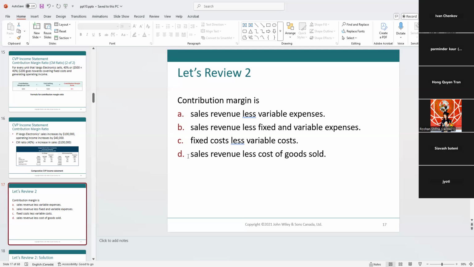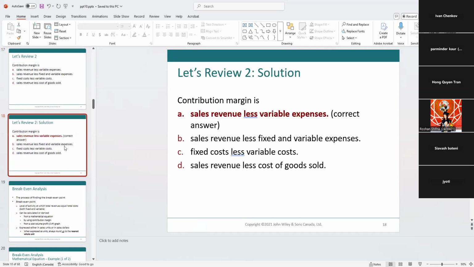And the last one is the sales revenue minus cost of goods sold. What is that? How are we going to call it on the traditional income statement? That we did in the first part of the course. Remember? Or you already forgot? Gross margin. Thank you. It's gross margin. Good. So our correct answer is A.